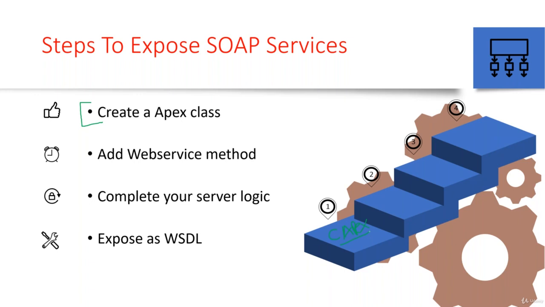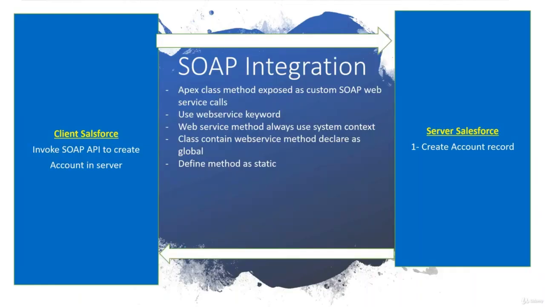Once you write the Apex class, what do you do? In the Apex class, you should have a web service method. So I'll make some method a web service method. Then inside the method, I can write my logic. Then my class is ready. Once my class is ready, I can expose that as a WSDL file.